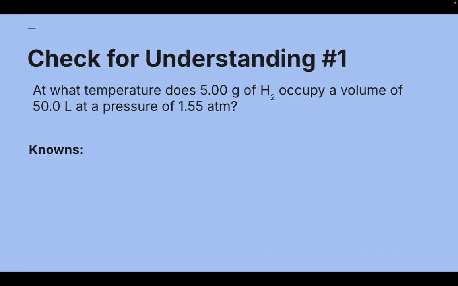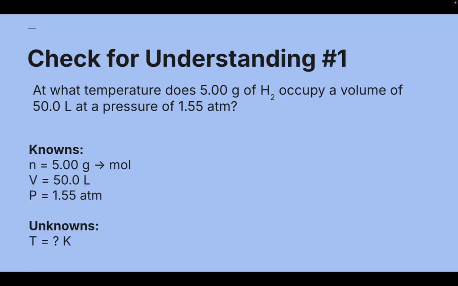For this one, plugging in our known values, or taking them out, I should say. I have something related to N. I don't have N directly, but I have 5 grams of H2, which I can convert into moles. I have a volume of 50 liters and a pressure of 1.55 atmospheres, and I'm asked to solve for T.